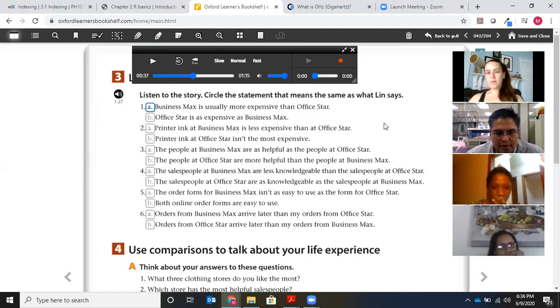Is that what they said, right? Yeah, I think so. Printer ink at Business Max is less expensive than at Office Star, right? So if it's more expensive at Office Star, that means it's less expensive at Business Max. We got it. I think we're picking it up, okay?